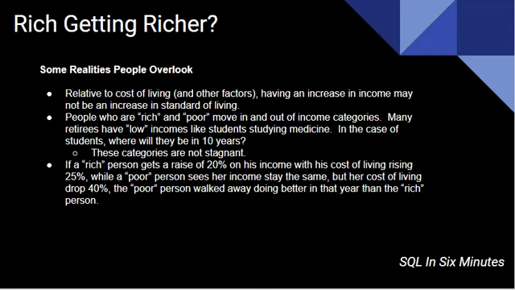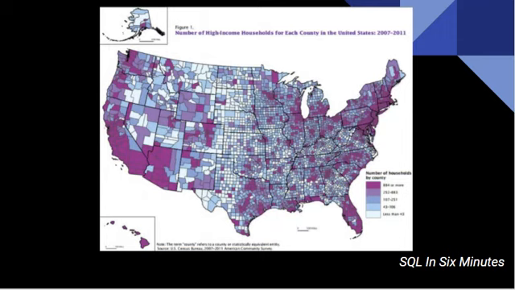Most, if not all, studies that look at the rich and the poor, the wealthy and those in poverty, are not looking at other factors outside of income. They're looking simply at income and wealth and assuming that that describes everything. So let's look at kind of a heat map, but not really a heat map, but let's look at a map of the number of high-income households.